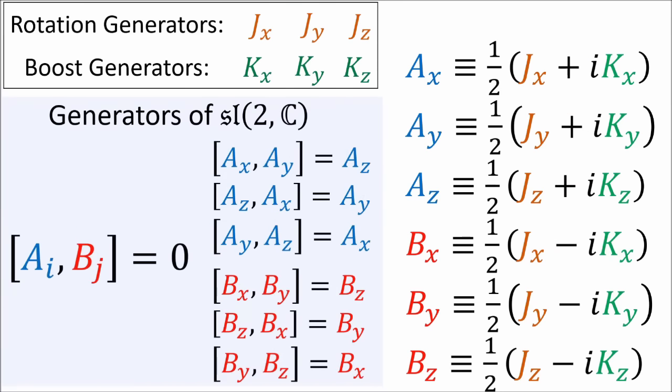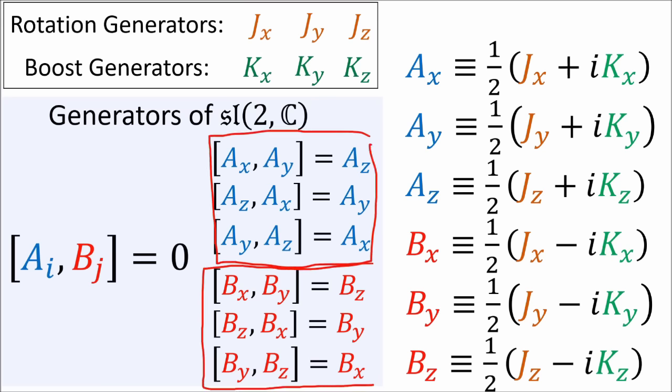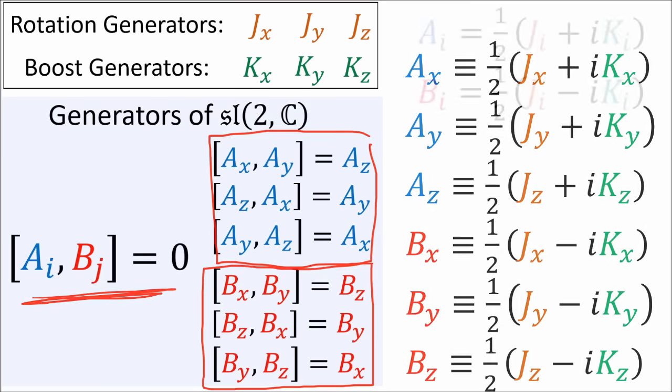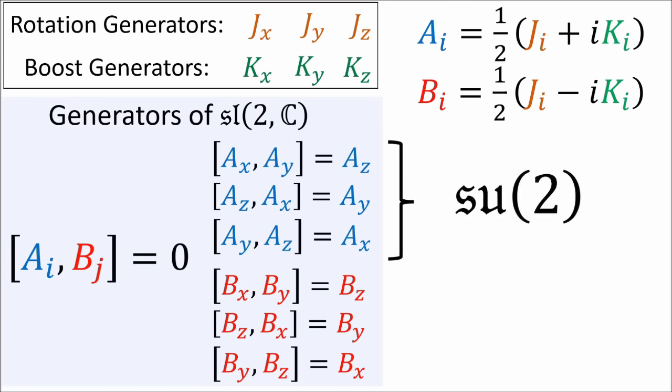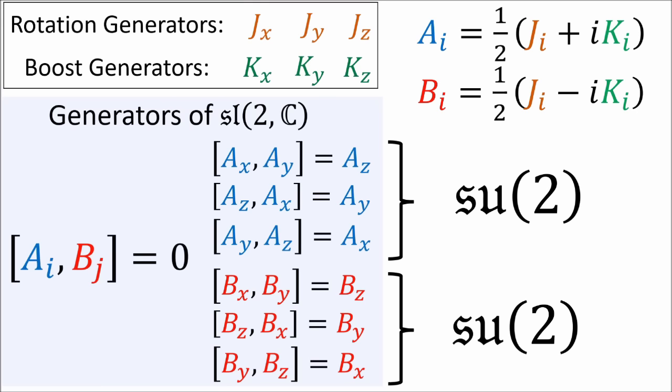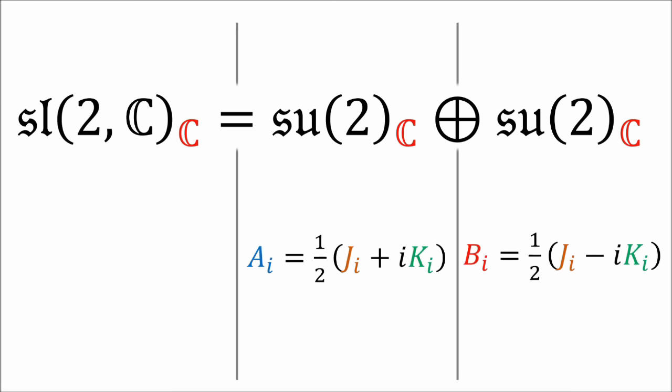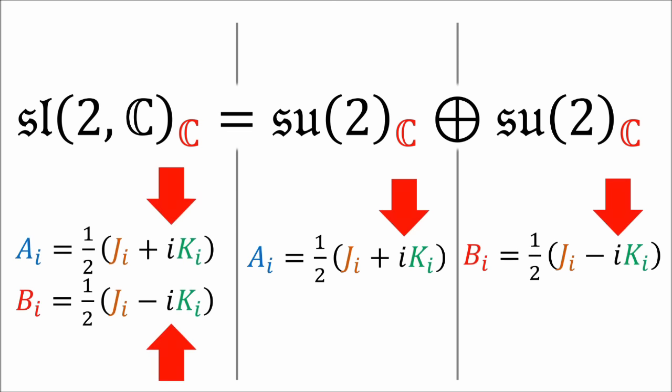If we write out the commutation relations in this new basis, the A's and B's cleanly separate out into a pair of commutation relations, where the commutators of the A's and B's with each other is 0. These A and B commutation relations look exactly like the SU2 commutation relations. So in this way, the SL2C Lie algebra is sort of like a pair of SU2 Lie algebras. Since this change of generator basis involves scaling by the complex i, this means SL2C and both copies of SU2 have been complexified. So in this way, the complexified SL2C Lie algebra is the direct sum of two complexified SU2 Lie algebras.